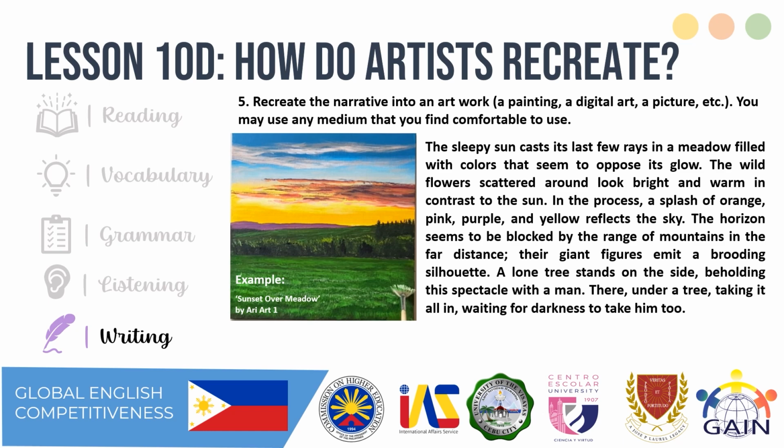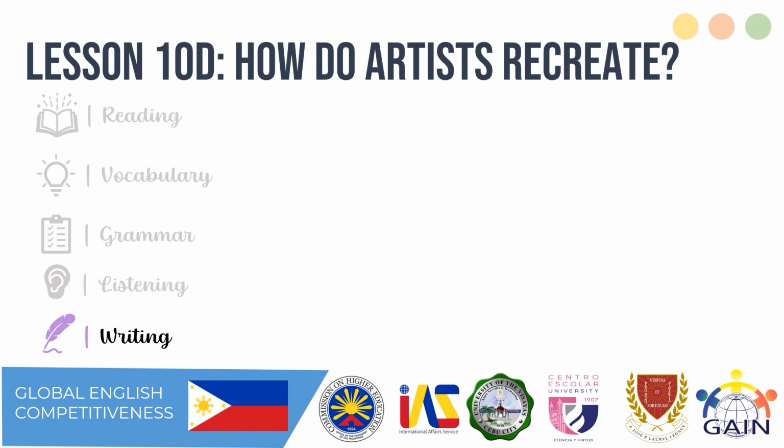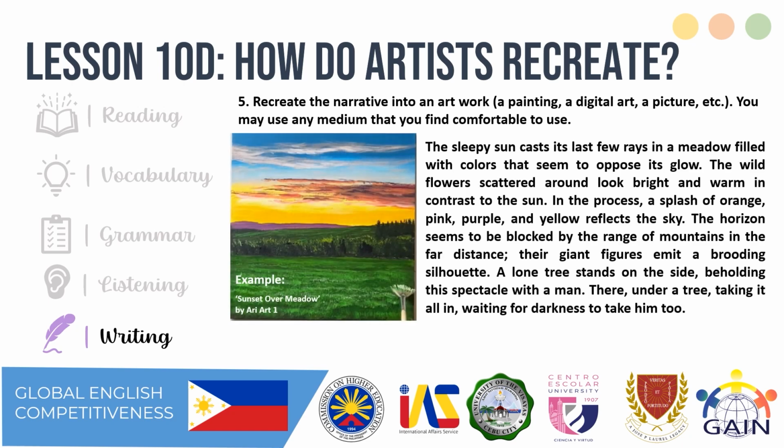Now here's an example interpretation by Ari Art 1, which is called Sunset over Meadow. You can choose any medium of your choice as long as it captures the whole essence of the narrative. I'm sure you can provide an interpretation that could rival, or if not, surpass this one. You can do it.